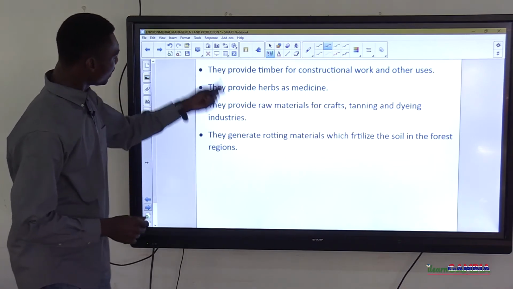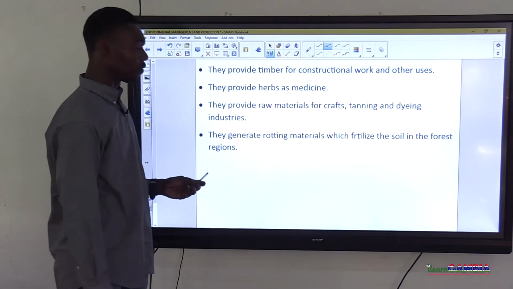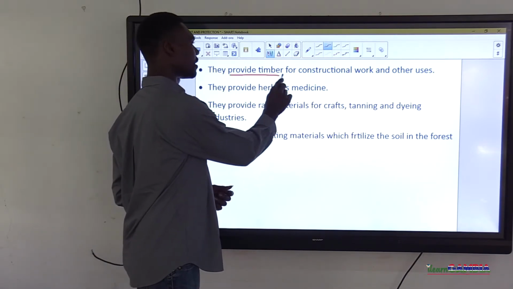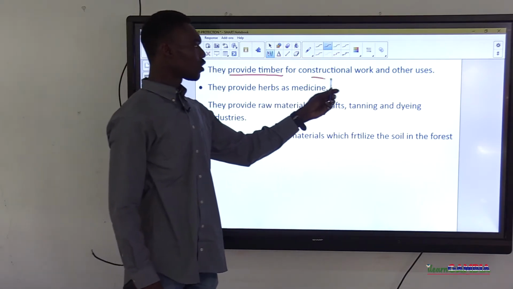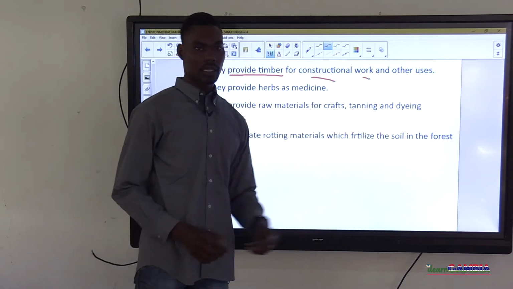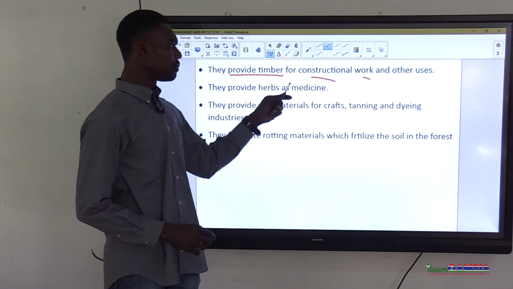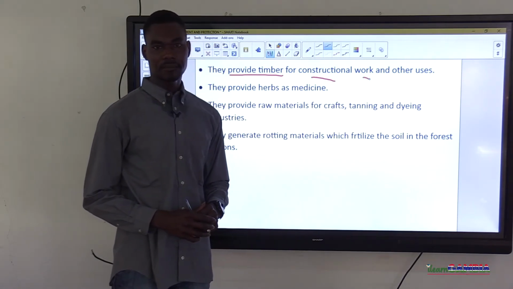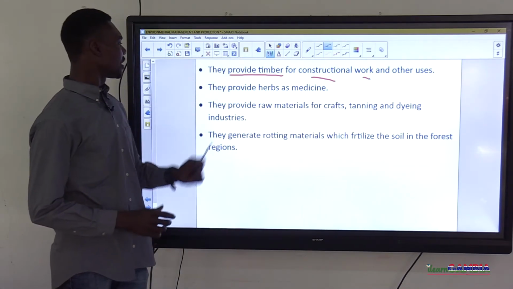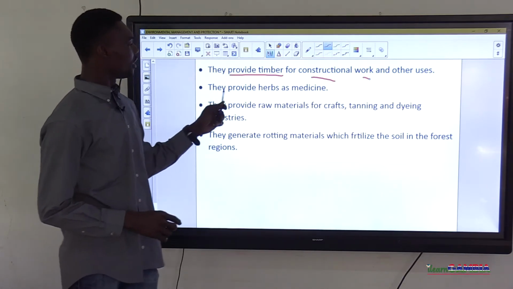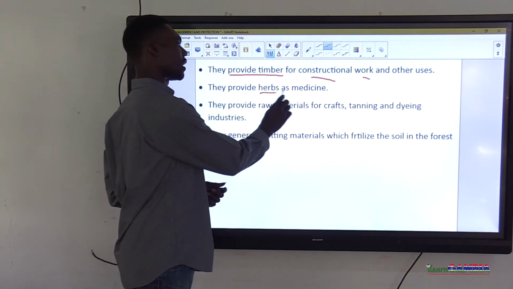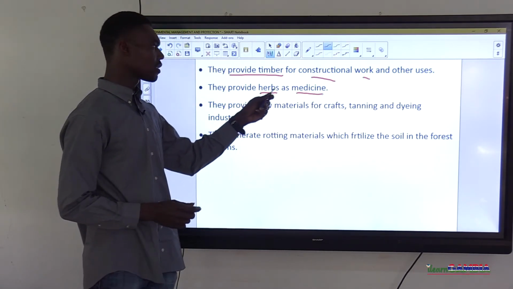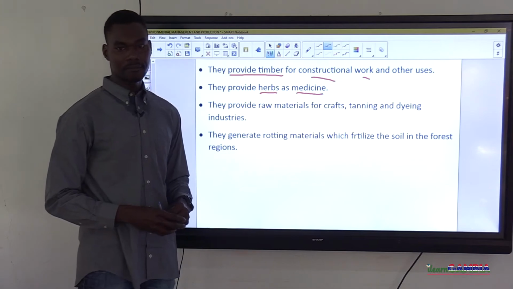So you may move on. Here it continues still about the forest. They provide timber for constructional work and other uses. Another point here, they provide herbs as what? Medicine. Forests also provide herbs as medicine.